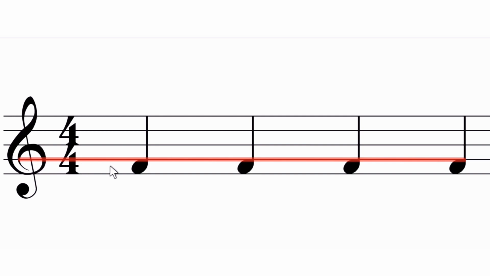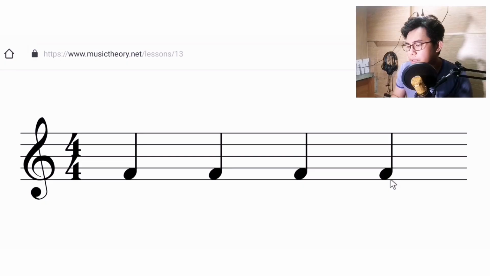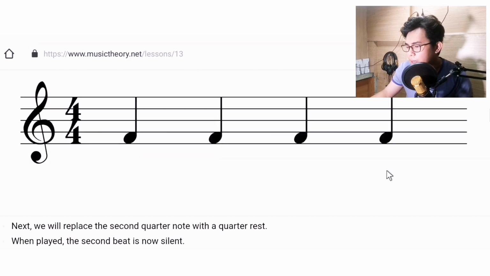Now, nasa baba ng G clef itong nakalagay, itong placement ng quarter notes na to. So, this is called F. Puro F siya. So, F, F, F, F. So, in other terms, 1 beat siya tigisa. 1, 2, 3, 4. So, ganun siya i-play.